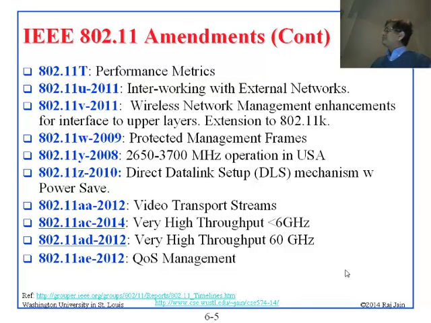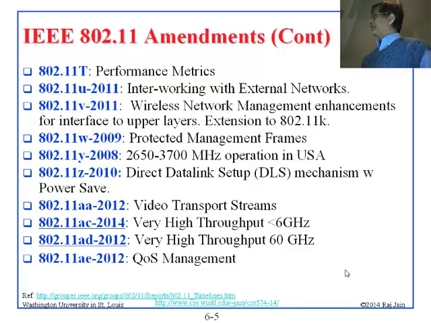Capital T, performance matrix. Now this will not be merged, as you know, from the case business. This is uppercase. U is the interworking with external networks. So if you want Wi-Fi to work with cellular nodes, how should this work? That is specified in this standard. U. V, management.